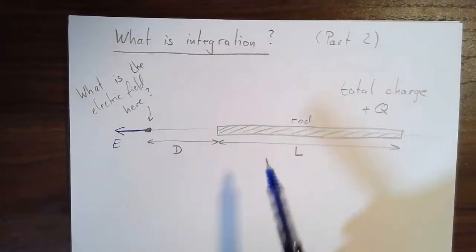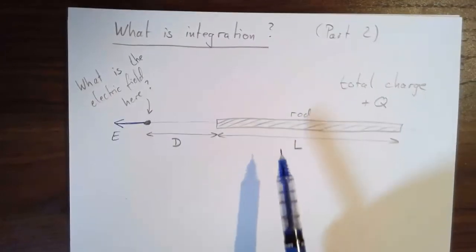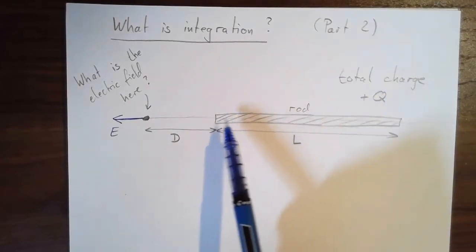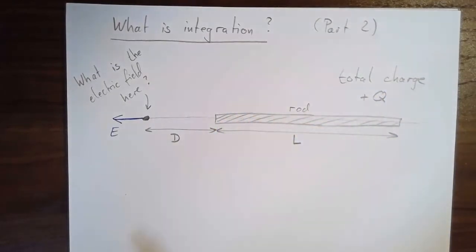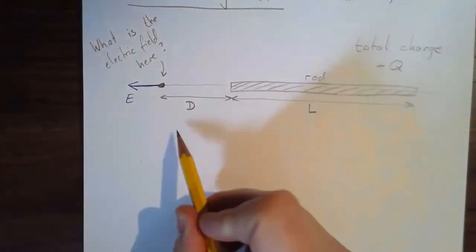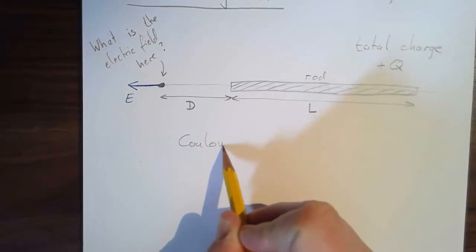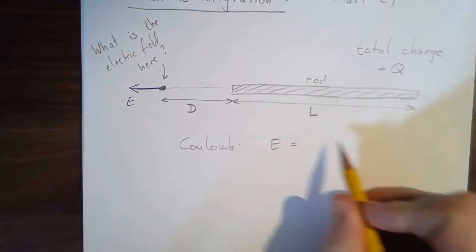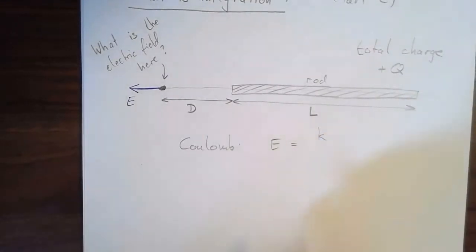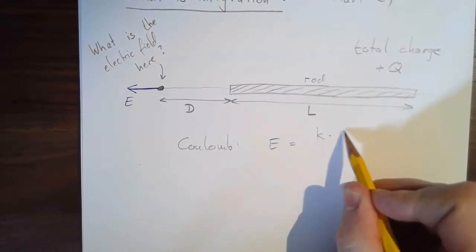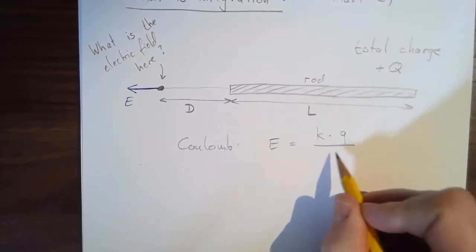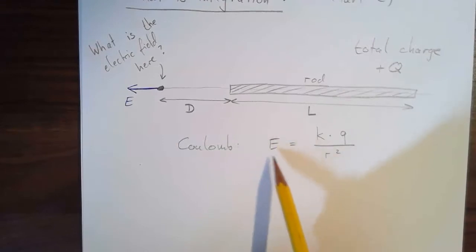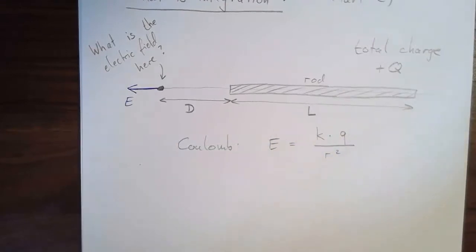Now, you might say, hey, let's apply Coulomb's Law. Right? But the problem you run into is, while I have the total charge of the rod, I'm not really sure what distance I should put in. So let's write down Coulomb's Law again. Coulomb's Law for electric field says the strength of the E field is k, the electric constant, times the charge Q, divided by r squared, where r is the distance between the point where I'm thinking about the electric field and the point where the charge is located.